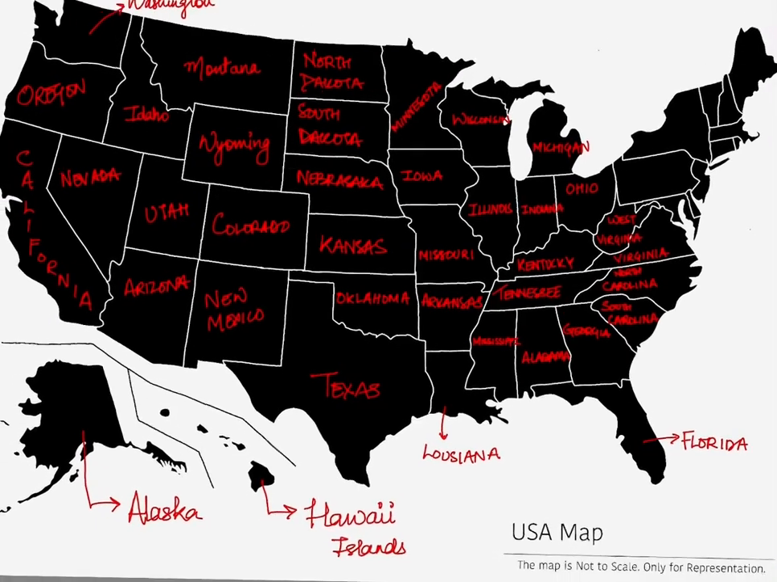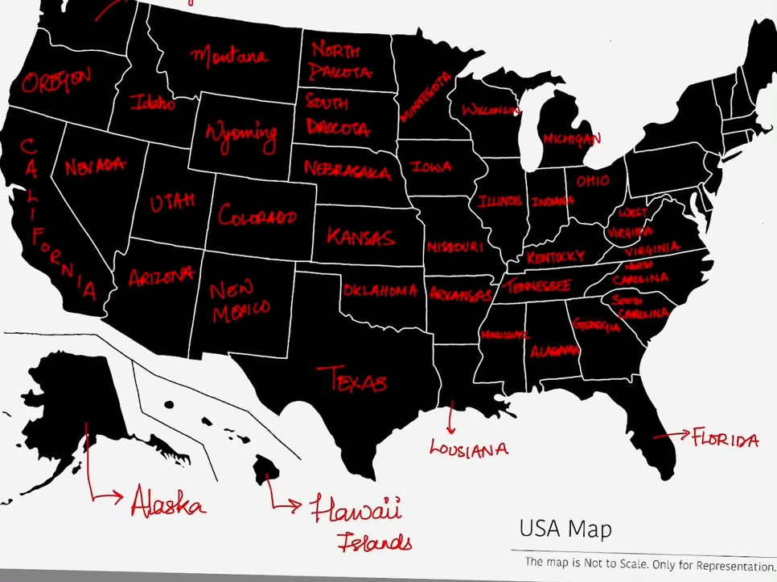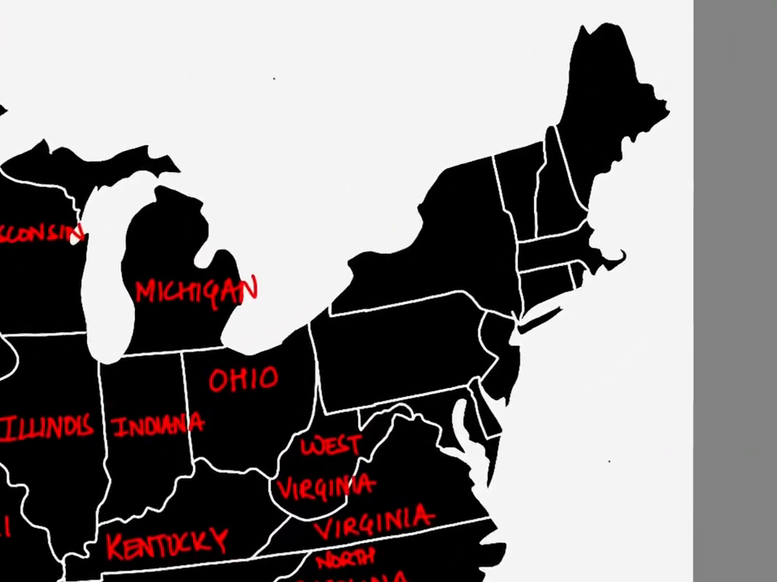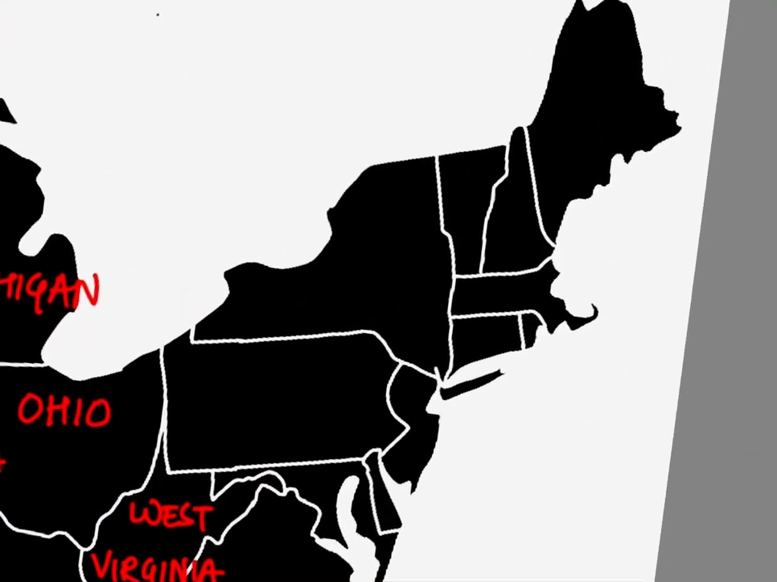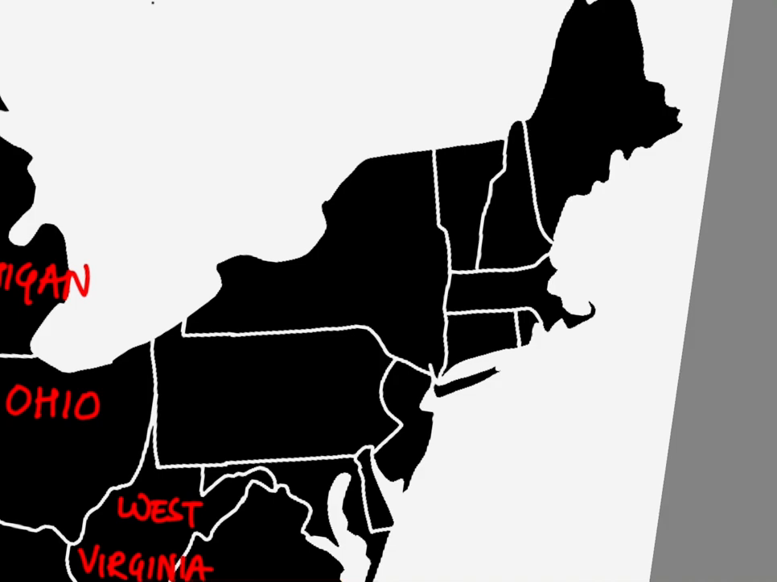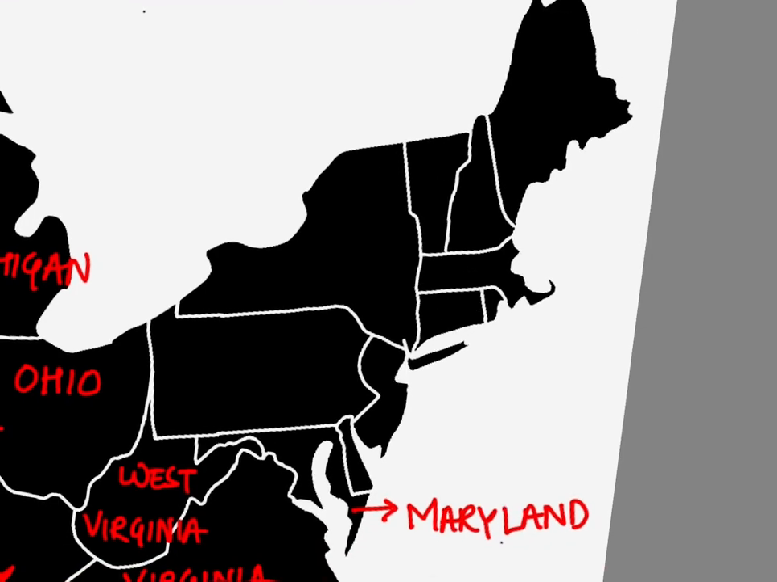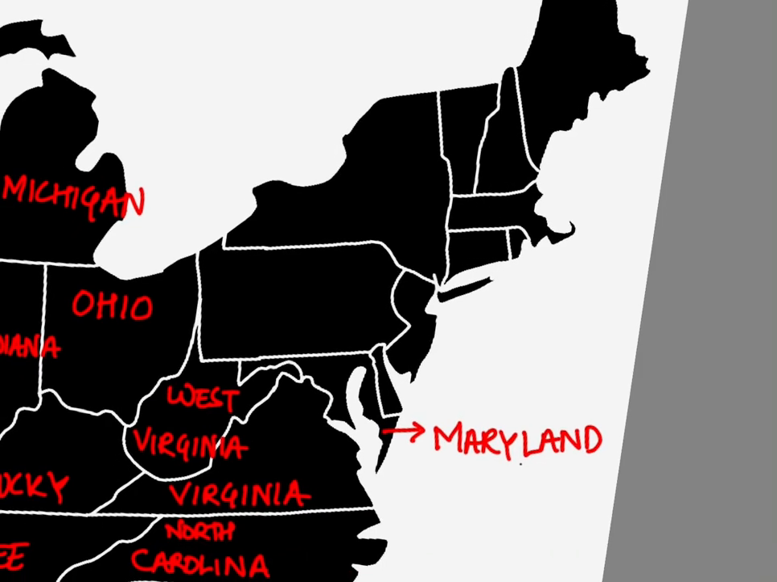Let's zoom out and see how many we have marked. I see that we have marked all of these states. Now we are left with the northeastern part of the country. Let's zoom in and start with the states above West Virginia or Virginia. This is the state of Maryland. Yeah, the state of Maryland. And this should be Pennsylvania.